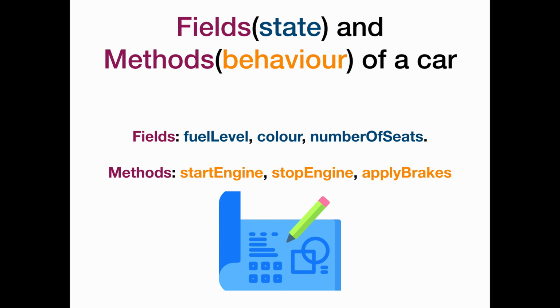Now, let's look at some fields and methods that we can use for a car. So we have fields such as fuel level, the color of the car, the number of the seats. Then the methods, we have start engine, stop engine, and apply brakes. All this will be in the design so that any car you have or you want to create should have these fields and methods. So from this design, you can use to create numerous cars.